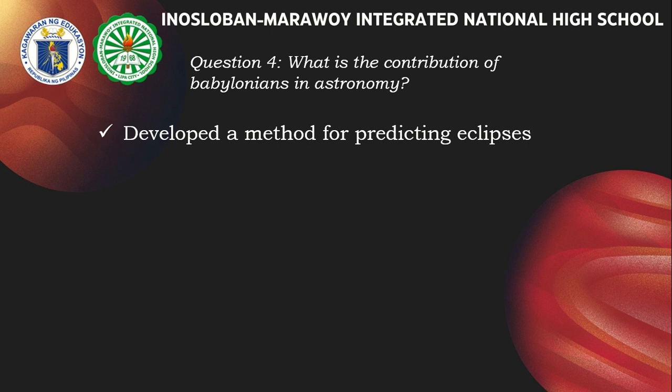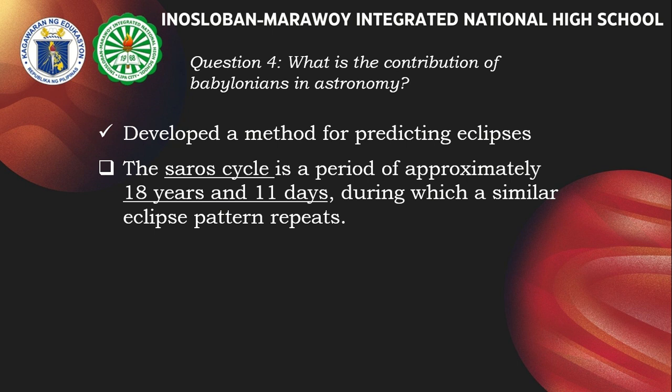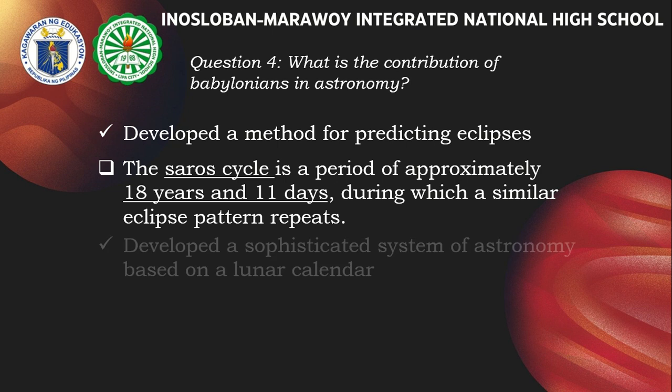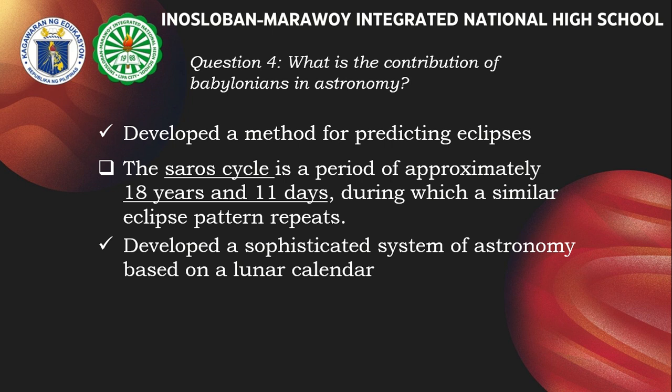Okay, at ano naman yung method or what is the method that they use to predict eclipses? Okay, it is known as the Saros cycle. Ano ba yung Saros cycle? A period of approximately 18 years and 11 days. Okay, that's the Saros cycle, during which a similar eclipse pattern repeats. Ang astig naman, ano? Next, developed a sophisticated system of astronomy based on a lunar calendar.